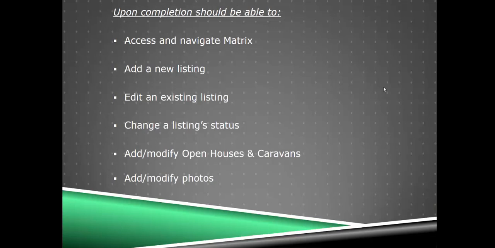In this webinar, you'll learn how to access and navigate through the Matrix system specific to adding a new listing, editing an existing listing, changing a listing status, as well as adding and modifying open houses, caravans, and photos. Let me switch over to my live login here.